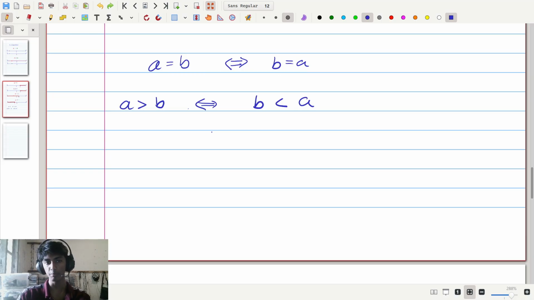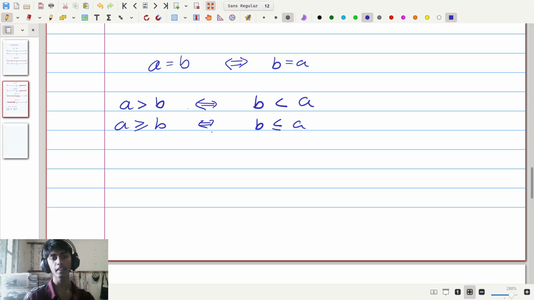So if a is greater than b, it implies that b is less than a, and vice versa. Similarly, if a is greater than or equal to b, this implies that b is less than or equal to a. You can see that the equalness is preserved here, because of course if a is equal to b, then b is equal to a, which means if a is greater than or equal to b, then b has to be less than or equal to a. So the equalness is preserved. Similarly, if b is less than or equal to a, then of course that also implies in the reverse direction that a is greater than or equal to b.